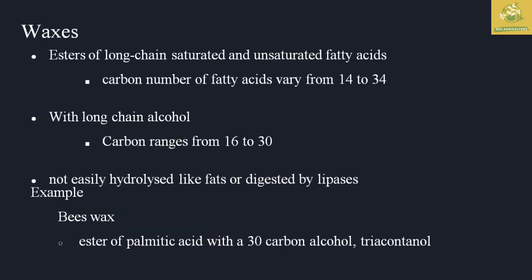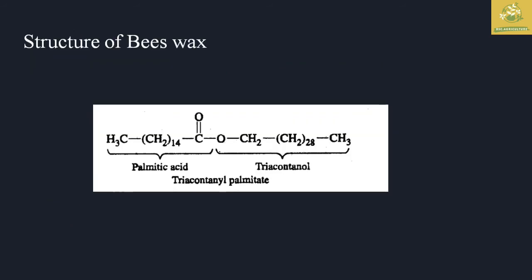The other thing we are going to see is waxes, which are long chain saturated and unsaturated fatty acids, with the carbon number of fatty acids varying from 14 to 34. They have long chain alcohols with carbon ranging from 16 to 30, which cannot be easily hydrolyzed by fats or digested by lipase. For example, beeswax is the ester of palmitic acid with a 30 carbon alcohol, known as triacontanol. You can see the structure of beeswax.